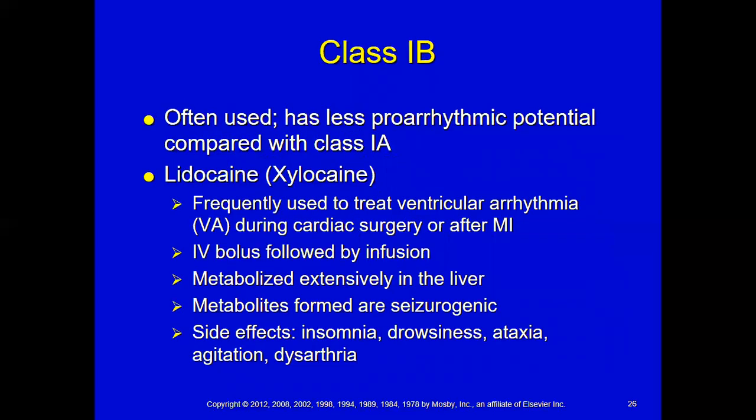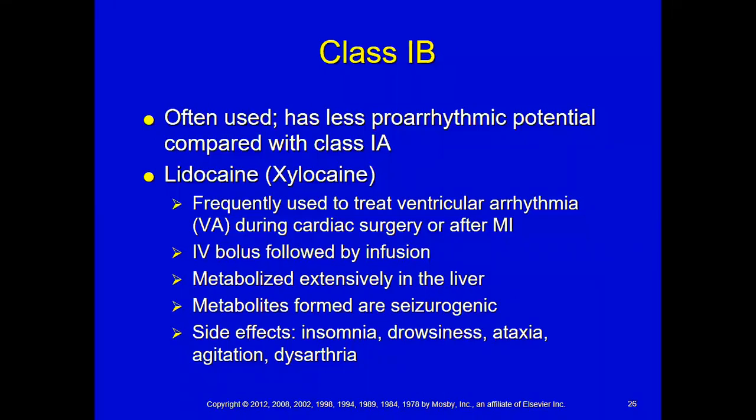Class 1B, so this is the next one. Class 1A has a tendency to give you a few more arrhythmias. They can be pro-arrhythmic. Class 1B does less of that. The Class 1B drug that you probably are all going to be familiar with is lidocaine. We're going to use that to treat all our ventricular arrhythmias. It used to be the first-line drug when we were in codes, and we've taken lidocaine out. But we'll give this a lot for cardiac surgeries or after a patient's had an MI. We can IV bolus and then give an infusion.